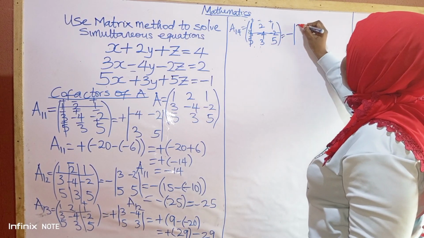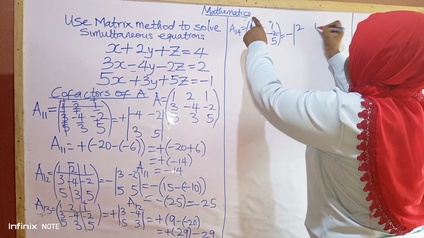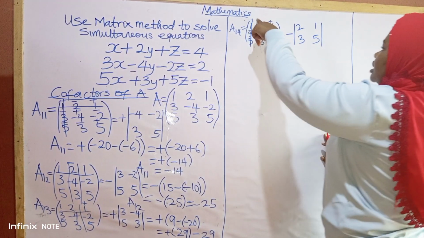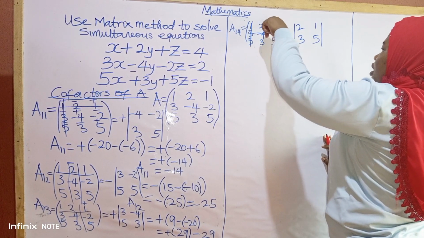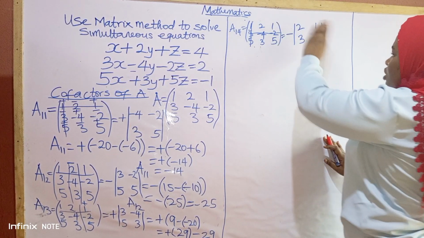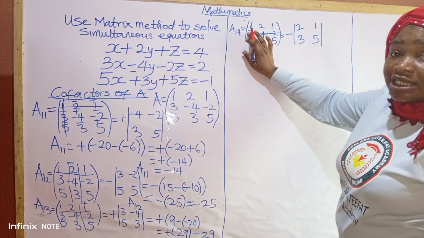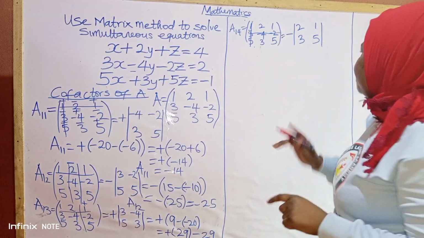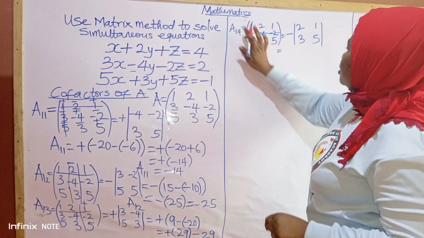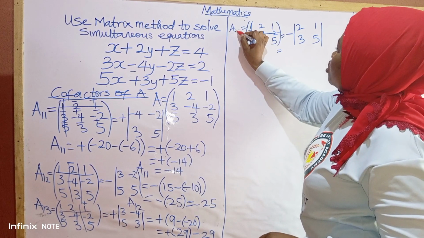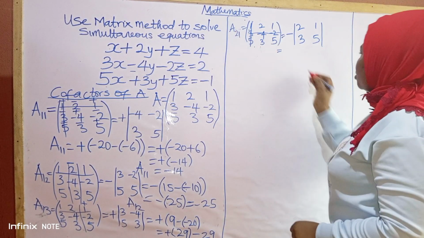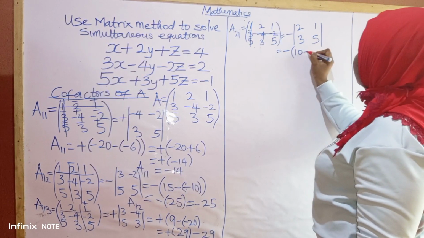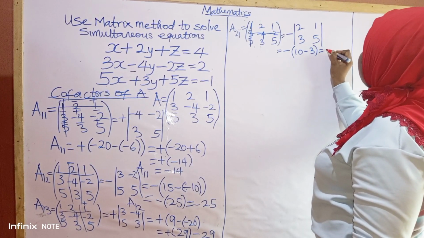So you are left with 2, 1, 3, 5. So all these signs for this one, maybe we should clean it because we do not need them. We only need the sign of the element we are working on at that particular time. So A21, this is A21. A21 will now be equal to minus into brackets 10 minus 3. And that is what? Minus 7.